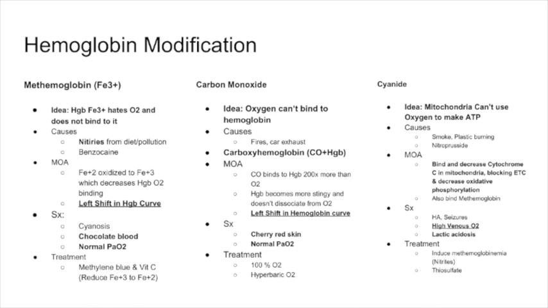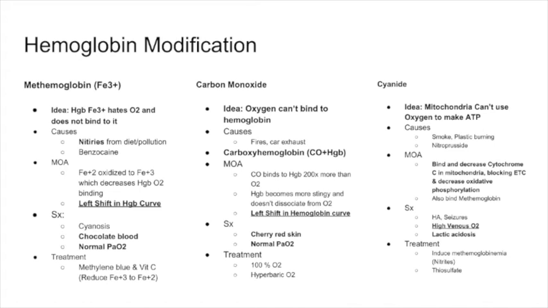Lastly, I wanted to talk about something that is kind of high yield: agents that cause hemoglobin modifications. These agents are mainly three things: methemoglobin, which is hemoglobin that has 3 plus iron, carbon monoxide, and cyanide. So the first thing we're going to talk about is methemoglobin. The idea is that hemoglobin that has 3 plus iron hates oxygen and doesn't really care to bind to it.